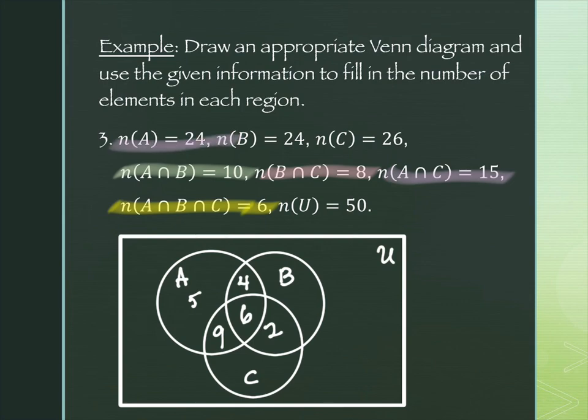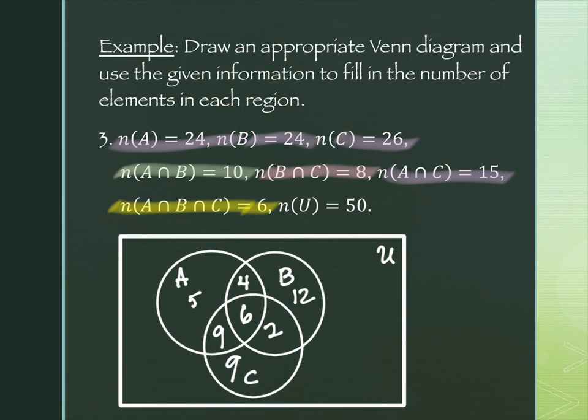B is next. B is supposed to be 24 as well. So this particular piece down here is supposed to add up to 24. How many is there already with the 4, 6, and 2? 12. So how many more do I need? 12. And our last circle down here is supposed to add up to 26. I have 9, 6, and 2. 17. How many more? I need 9. Very good. Okay, so we're done with all these.